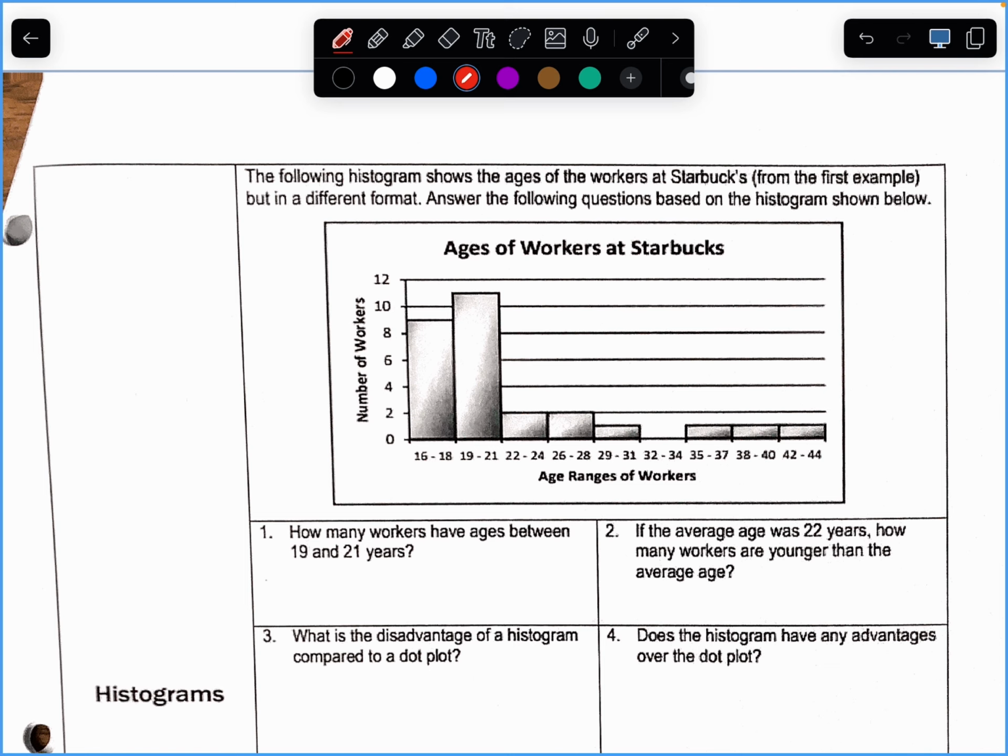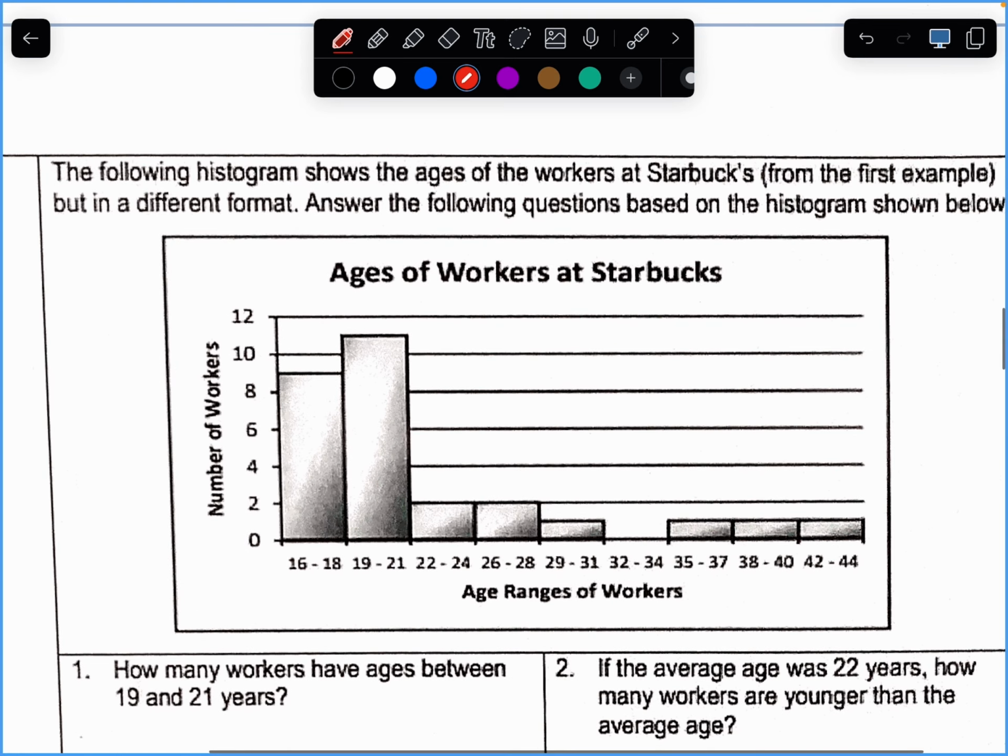Okay, what I want you to do when you look at any frequency plot, bar chart or histogram, you always got to find the height of the bar, and what you're talking about. So the height is equal to the number of workers, and then what about the X? The X is the age ranges of the workers. So if you were between 16 years old and 18, they just put you all in one category, yeah?